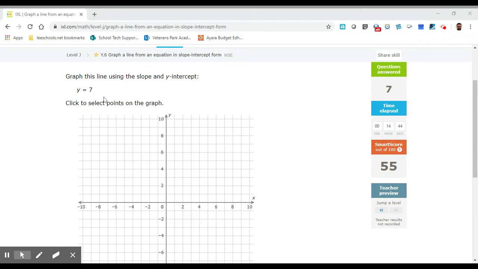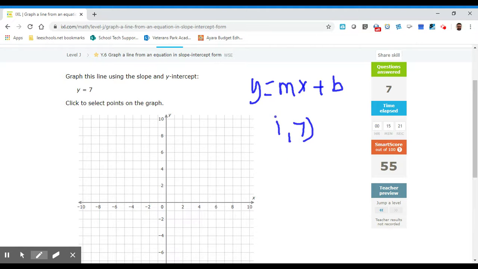Okay, so in our normal equation of a line, we have y equals mx plus b. Now what you'll notice is there isn't a slope, and they don't give you the y-axis intercept. It just says y equals 7. That means every single point on the line has the y value of 7. So if this confuses you, let me just pick any point. Let's pick like 1, 7, for instance. That has a y value of 7.